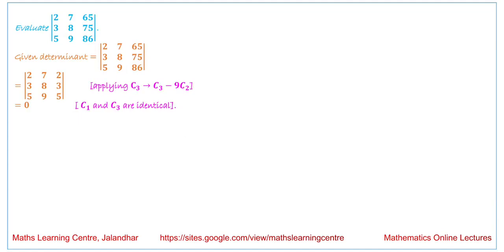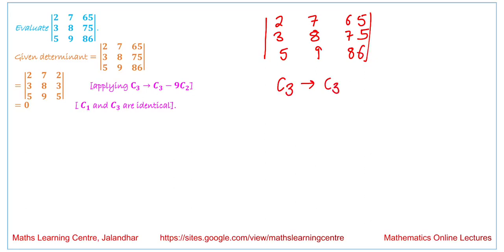Next is to evaluate this determinant. When we look at these values, it is 2, 7, 65, 3, 8, 75, 5, 9 and 86. We are going to apply the operation: column 3 approaches column 3 minus 9 times column 2. Look at these values over here, why we are doing so. It is 65 over here.